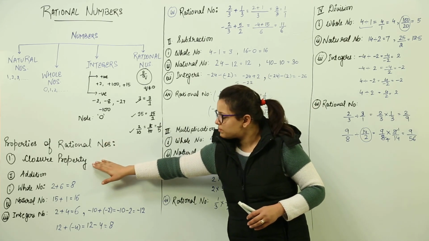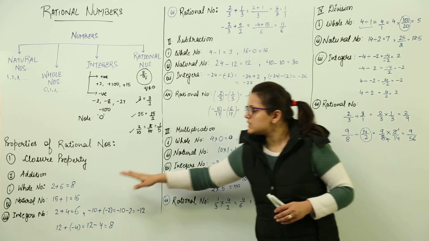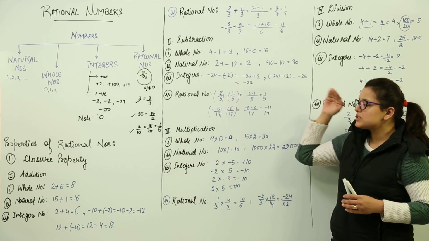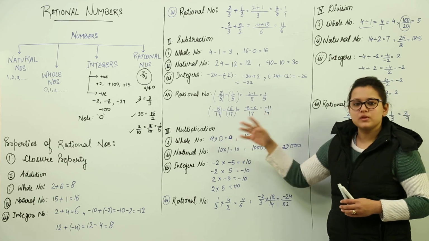We have done the closure property. For the closure property, we considered addition, subtraction, multiplication and division of the 4 types of numbers we have discussed.